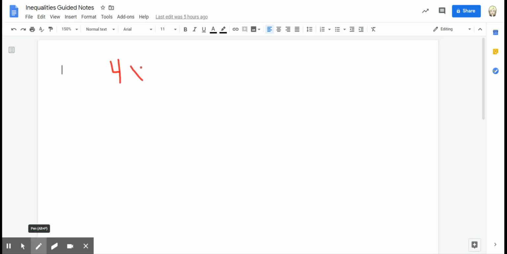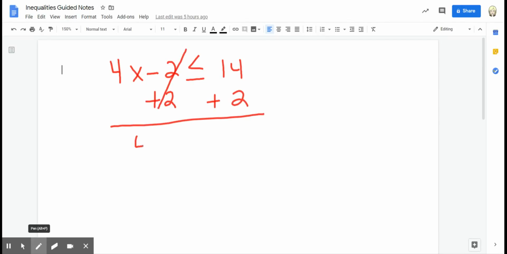Once again, if you have 4x minus 2 is less than or equal to 14, same exact situation. You want to get rid of the negative 2 first, your constant. The opposite of a negative is a positive. Whatever you do on that side, you do on the other. This cancels. Then you get 4x is less than or equal to 16. Okay?